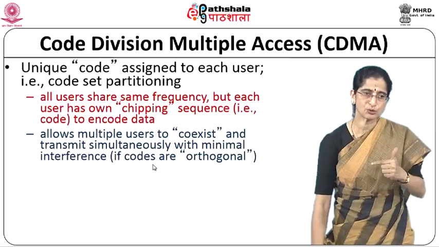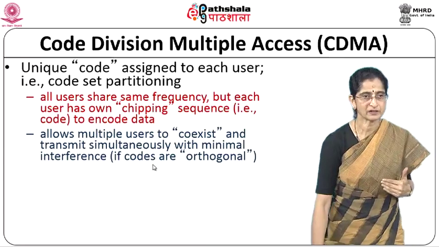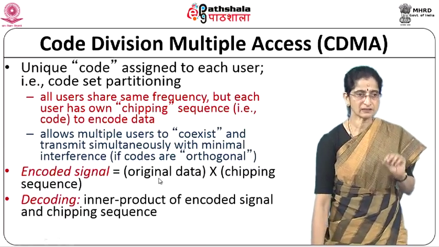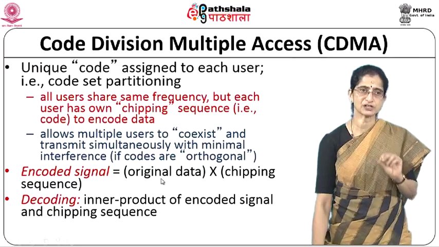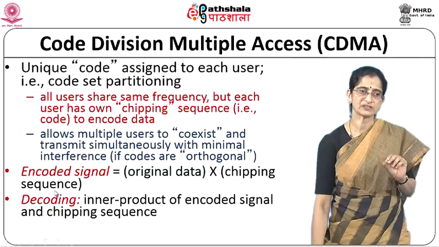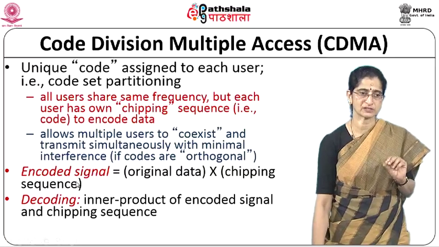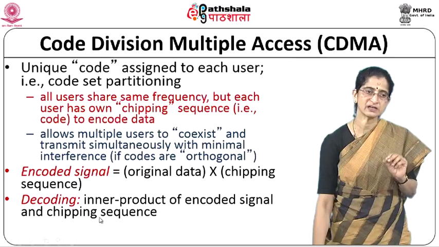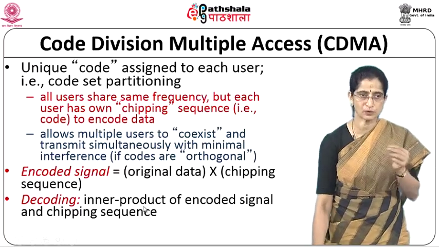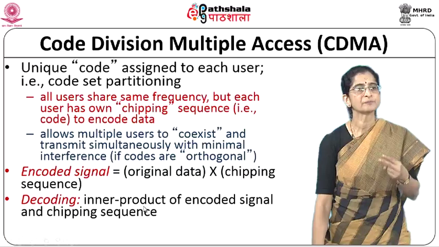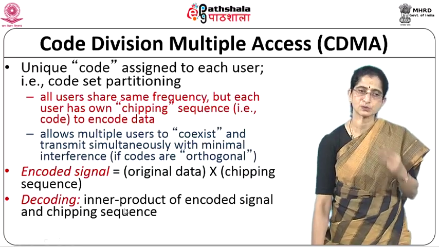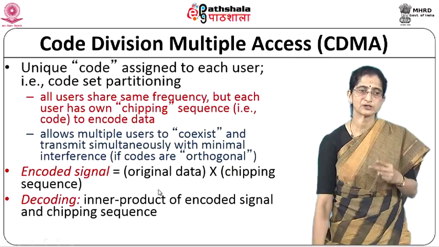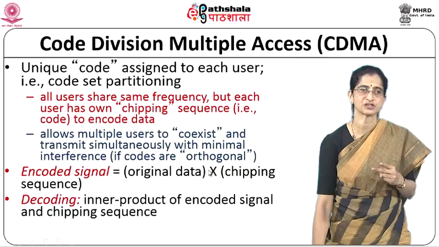So by using such codes, we can now transmit data simultaneously. The encoded signal is found like this: you take the original data and multiply it with the chipping sequence. That becomes your encoded signal. And your decoded signal is the inner product of the encoded signal and the chipping sequence. Remember, inner product is what I just talked about: if I have two vectors, the dot product of the two vectors is called the inner product. So you take the encoded signal and do a dot product of that with the chipping sequence, and you will get back your original data, right?